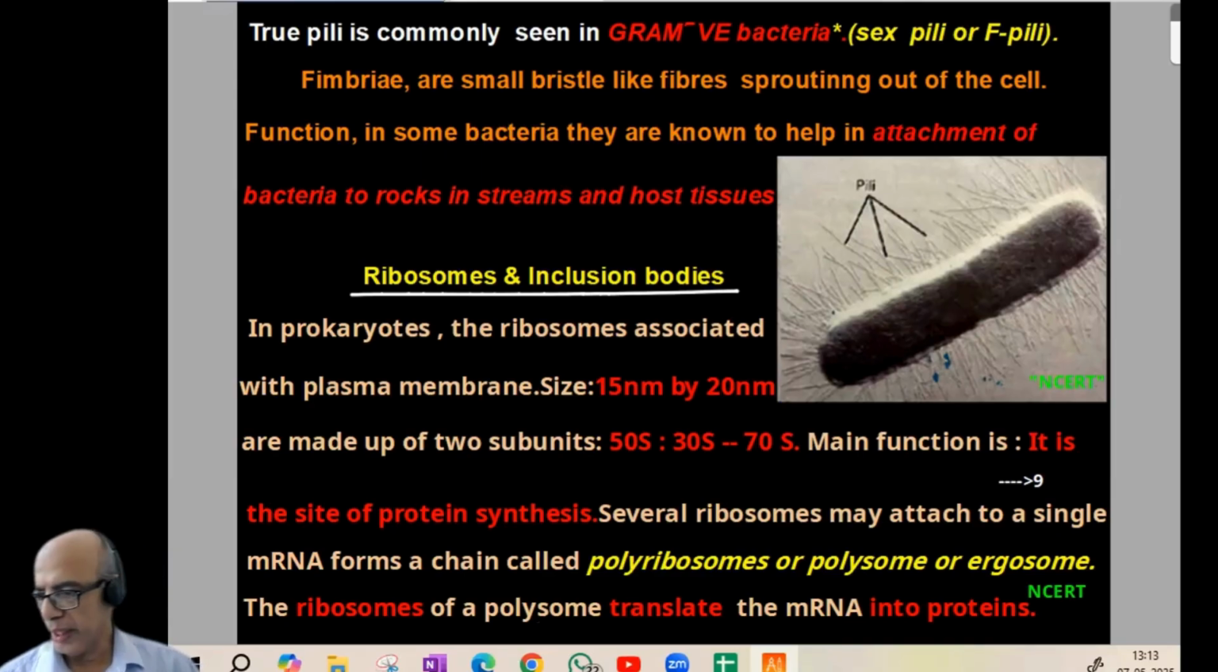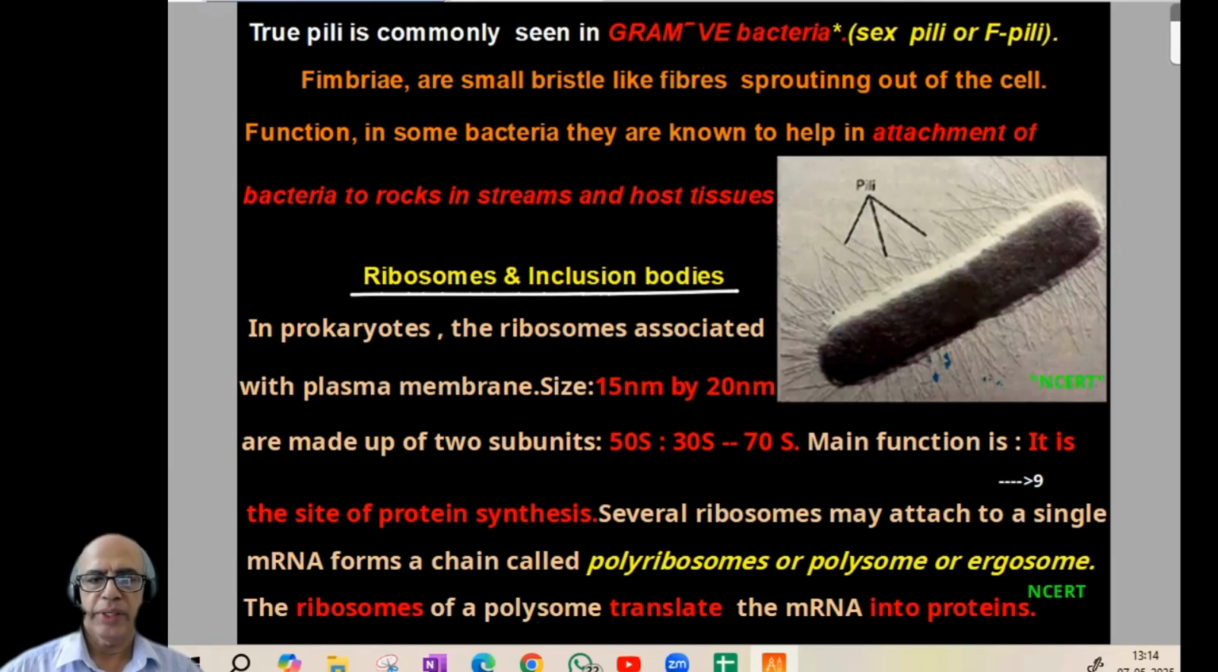Next, ribosome and inclusion body. In prokaryotes also, we can find ribosomes, associated with the plasma membrane. Size is 50 nanometer by 20 nanometer. Made of 2 subunits, like the eukaryotic ribosome, 50S and 30S. Eukaryotic is 60 and 40, which we can study later. So 50 and 30, together 70S.